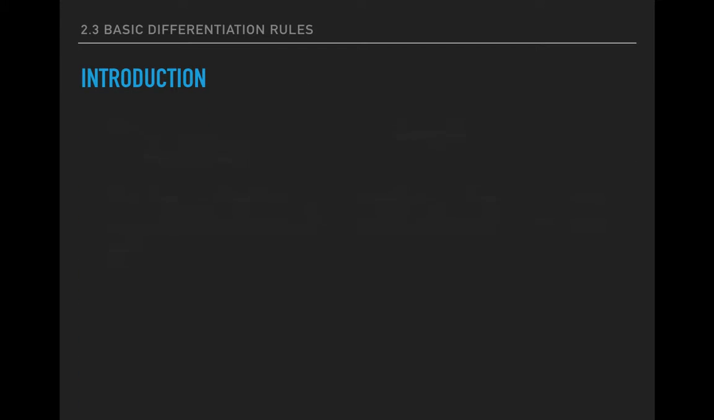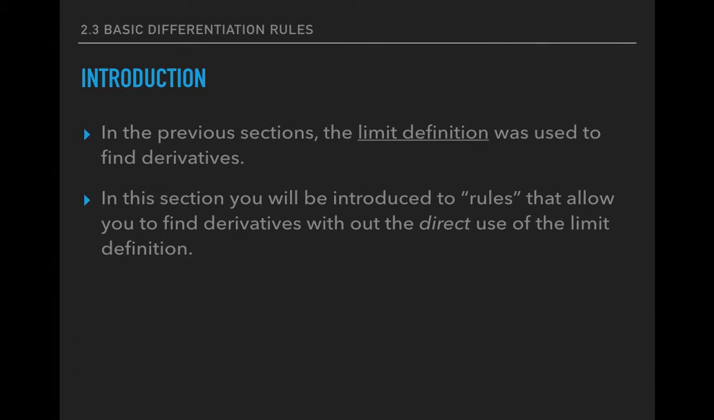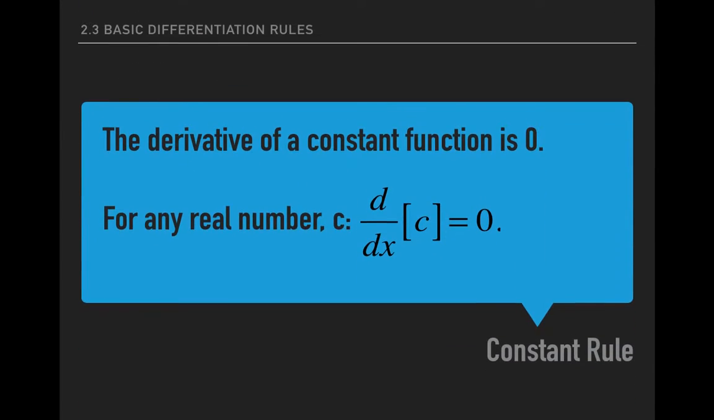Okay, so introduction. You all, up until now, have used the limit definition, which is the limit of the slope of the line there, the rate there, at a particular point. And what we're going to do is use these rules to be able to find it without using that definition. So here it is.